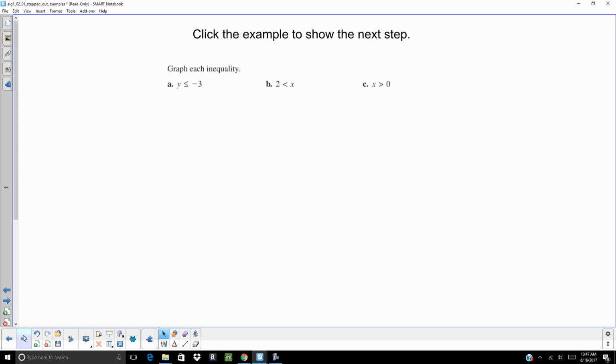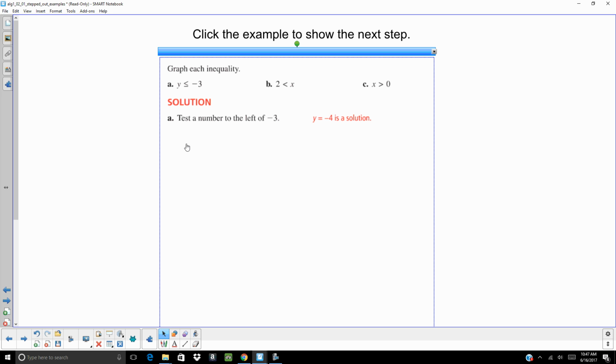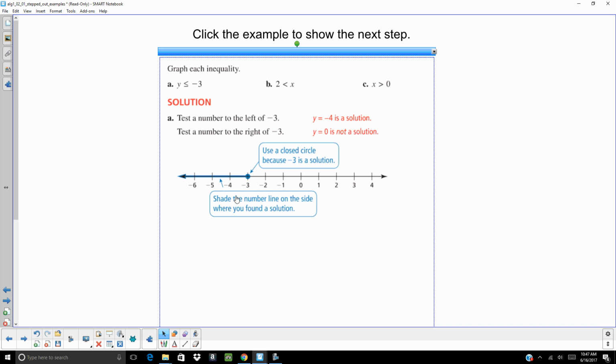All right, we're going to start with some fun stuff. We're going to graph some inequalities. So they do it by testing a point. Is a number to the left a solution, -3? The way I always look at it is, if that variable comes first, that inequality is kind of pointing to what direction I need to be shading. So that needs to be shaded to the left. And because I've got that equal sign right there, it needs to be a solid closed dot right there.